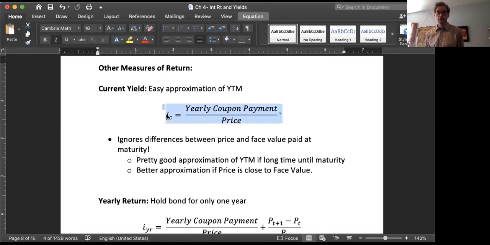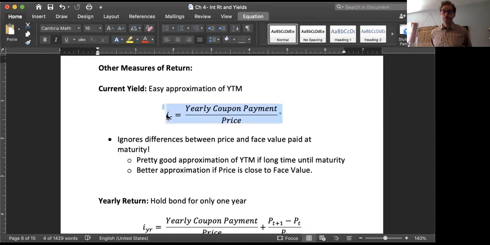So if you think about what the current yield is doing, it's really ignoring the difference between the price and the face value. It's ignoring the fact that you get an extra return on this bond, because in the end, you don't just get back the price that you paid for it, you get the face value. So it's ignoring the fact that price is different from face value.